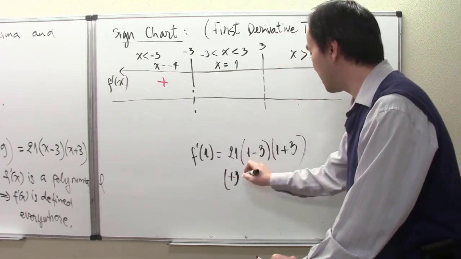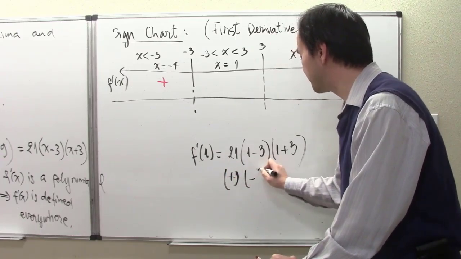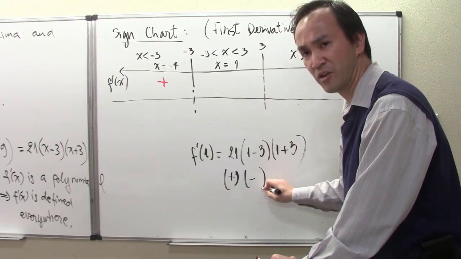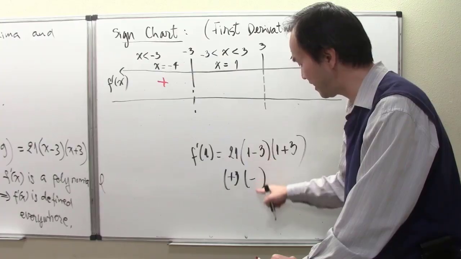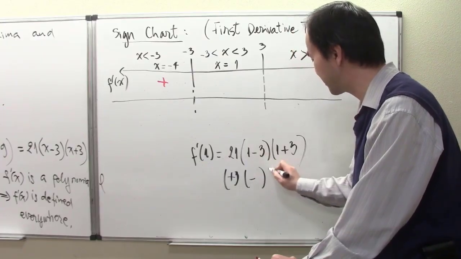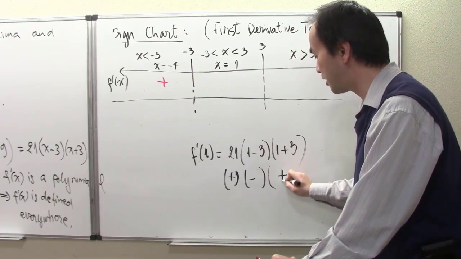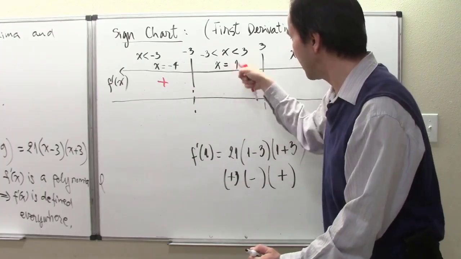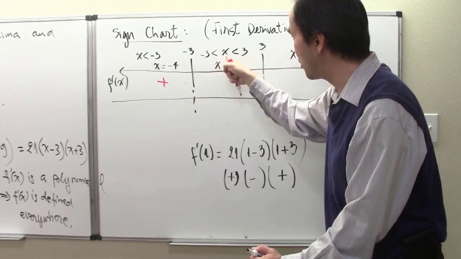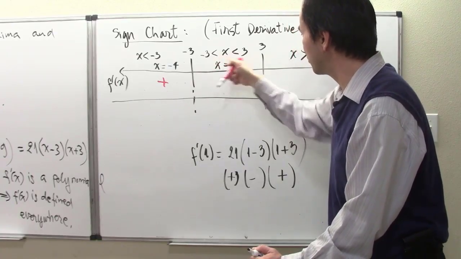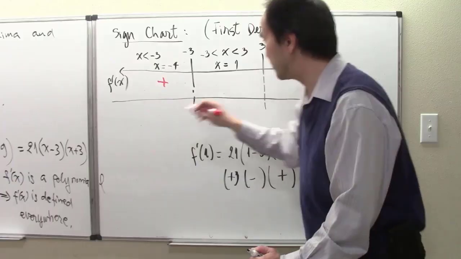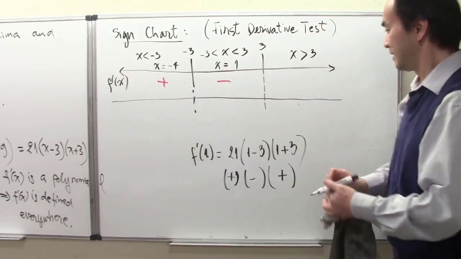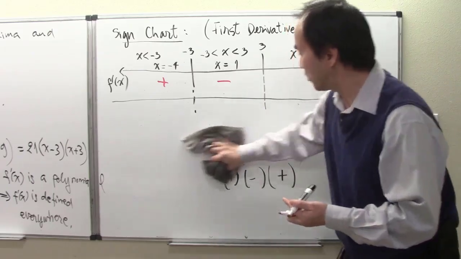And then 1 minus 3 is a negative sign. I'm not particularly worried about the actual value, because all I need to worry about is the sign. 1 plus 3 this time is a positive. So in the end, in this interval, for any x values between negative 3 and 3, the sign of our derivative comes out negative.